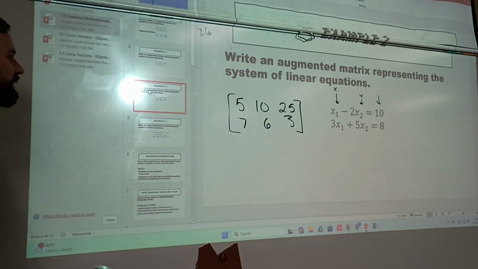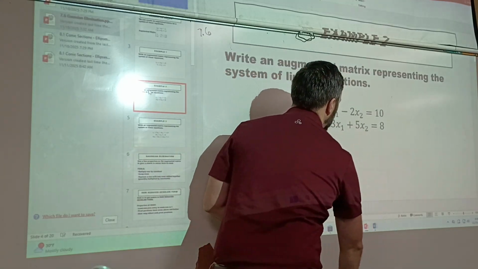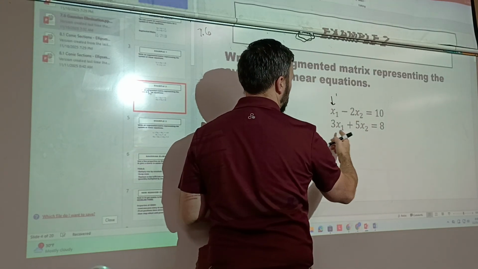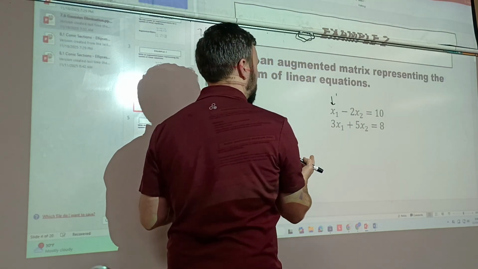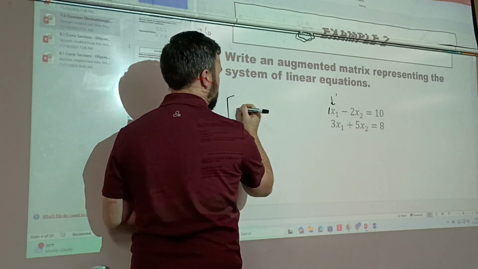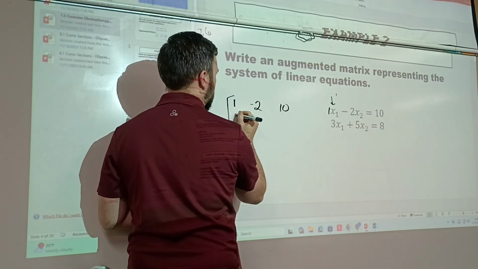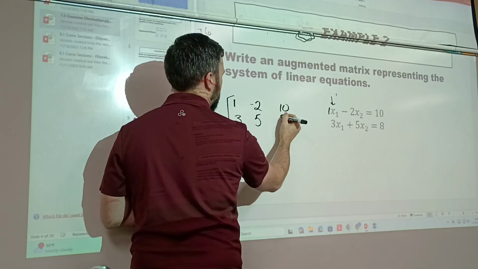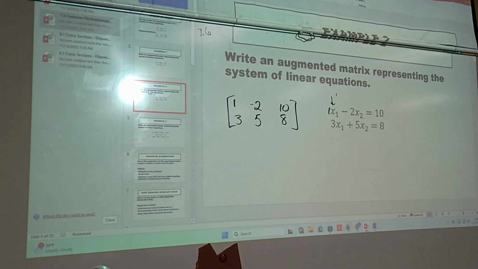All right, what do I do if they are not x's and y's? Same thing though. You just make sure that all the rows are lined up: x1, x1, x2, x2. So to convert that to a matrix, that's a 1, -2, 10, 3, 5, 8. Okay. Any questions on that? If that was a test question, you would feel confident about it.